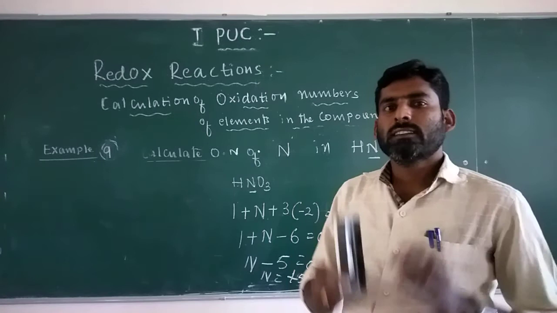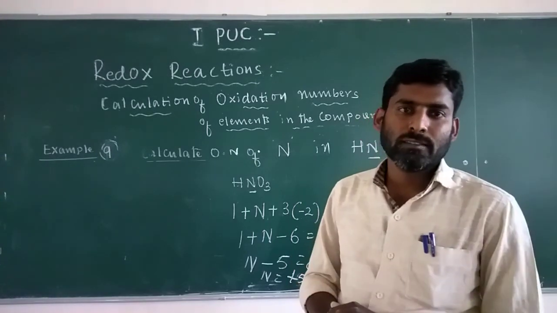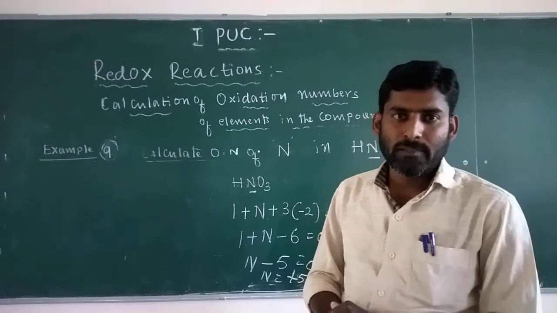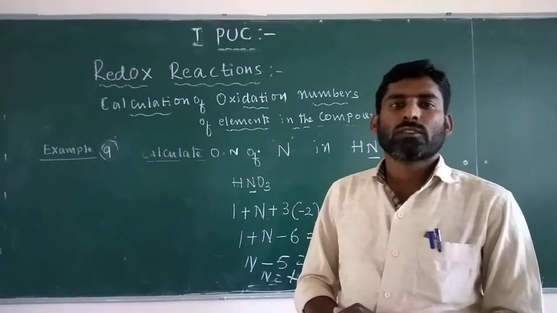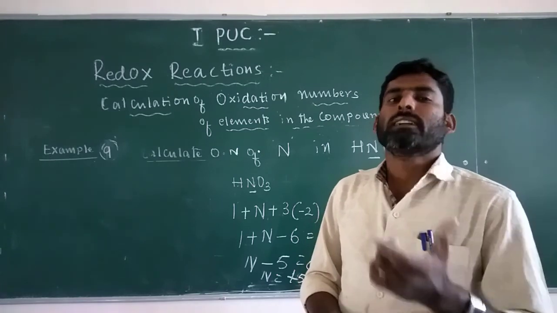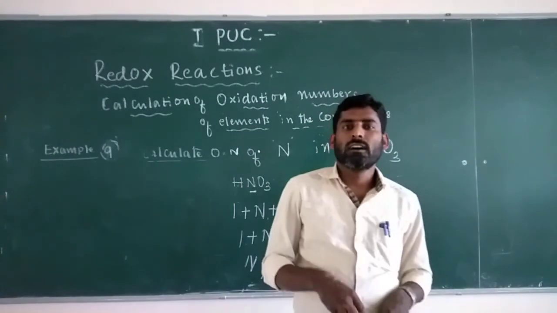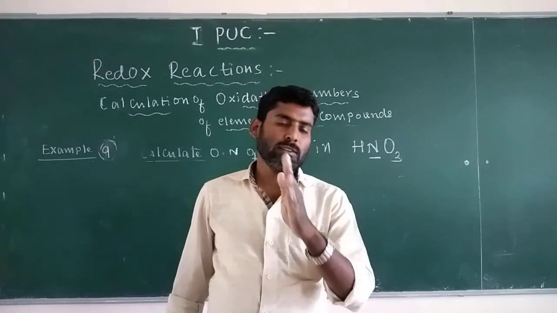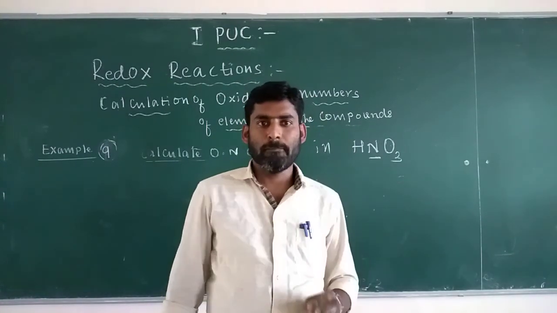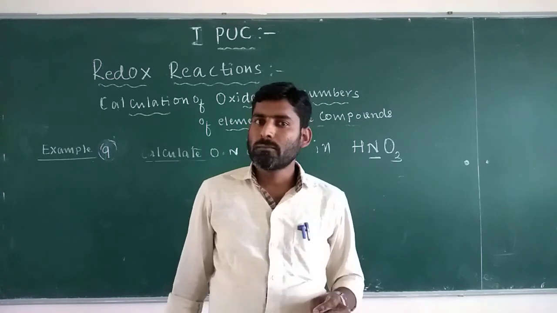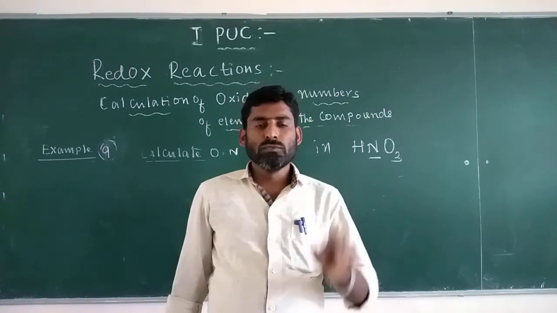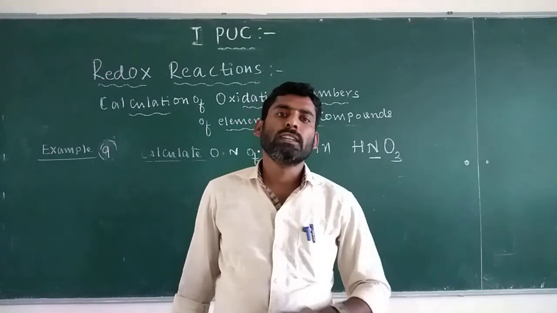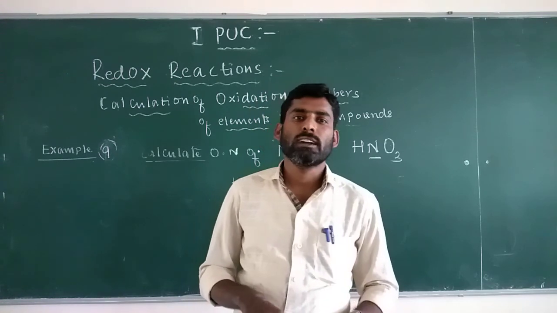So like this, if they give any compound, using the oxidation numbers of known elements, which we discussed in the rules, calculate the oxidation number of the unknown element in the compound. Now we have discussed 8 rules to calculate the oxidation number of the elements. Using those rules, the oxidation number of an unknown element in the compound is calculated.